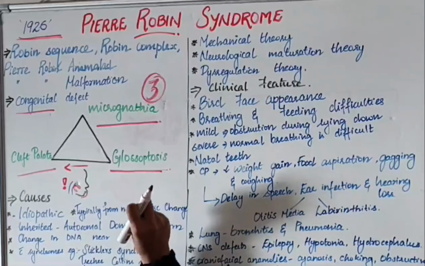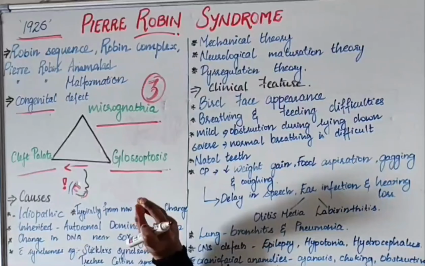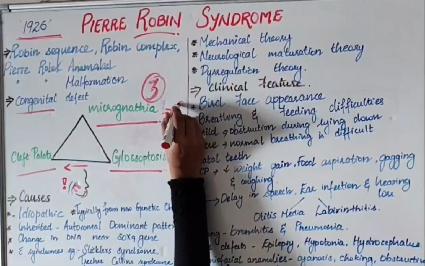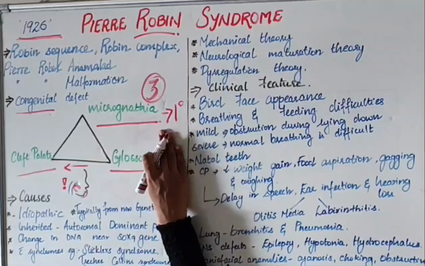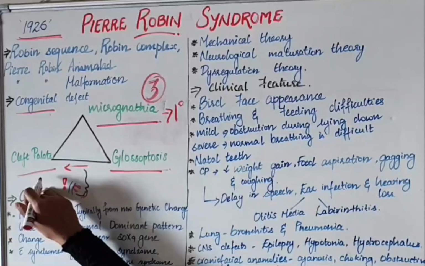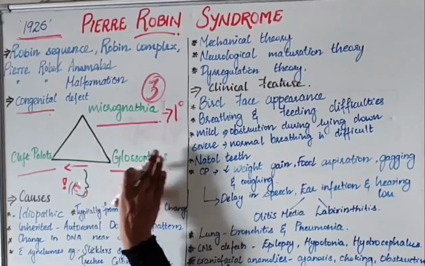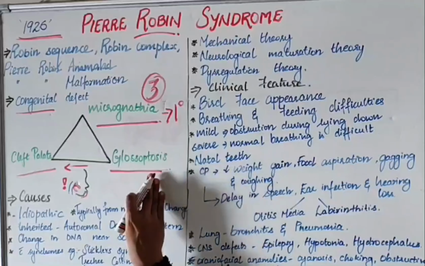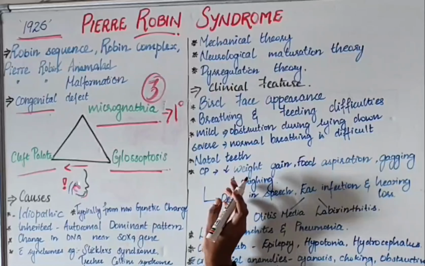Here, one thing is the main culprit. The primary defect which is considered is micrognathia. Why is this the primary defect? Micrognathia is the one causing the other two. If there is no micrognathia, it is considered that there will be no glossoptosis and cleft palate. So this is the primary defect which in turn leads to all the other defects in Pierre Robin Syndrome. We will see how it occurs.